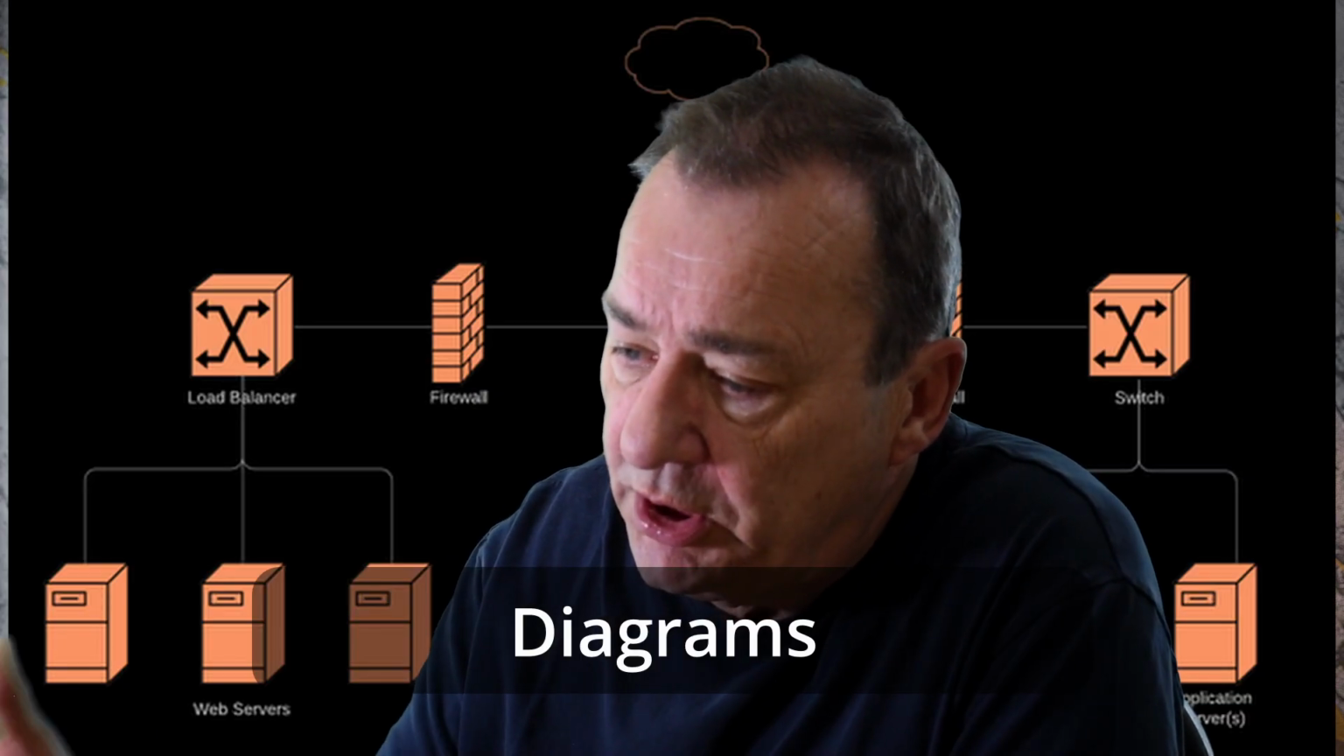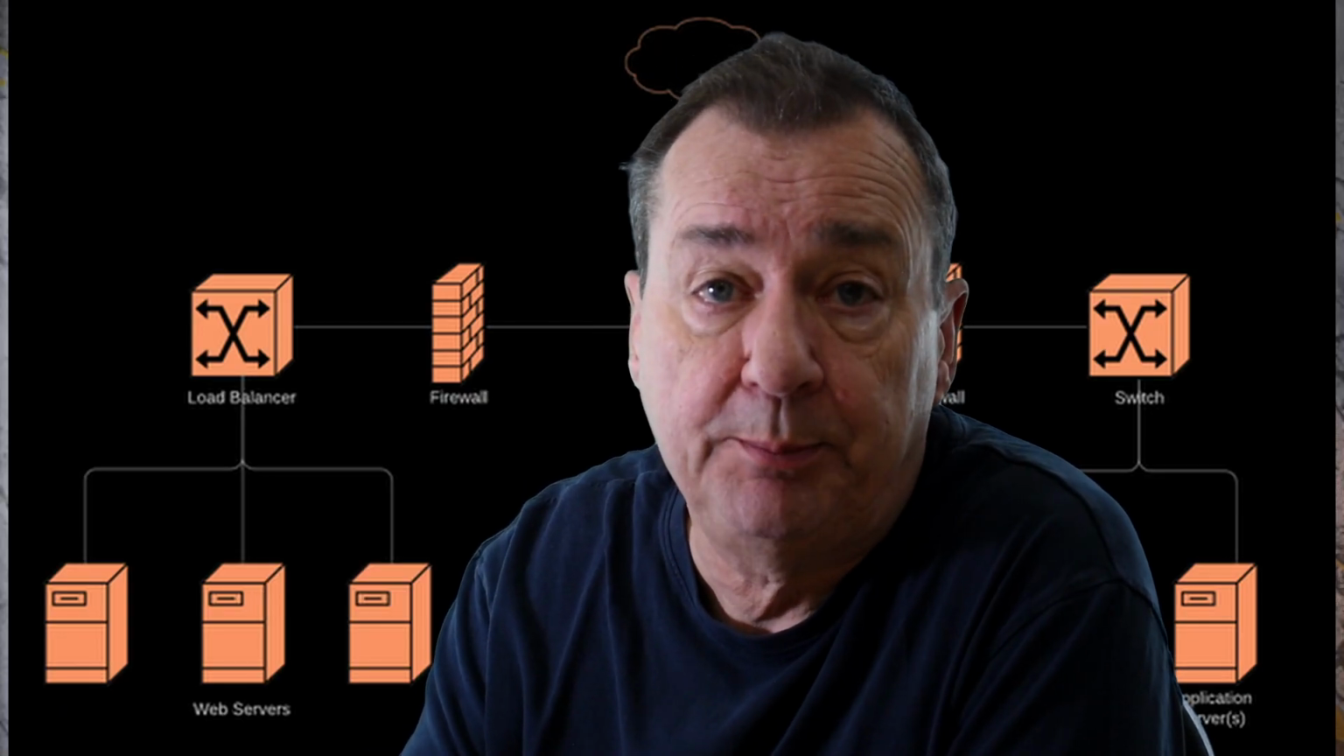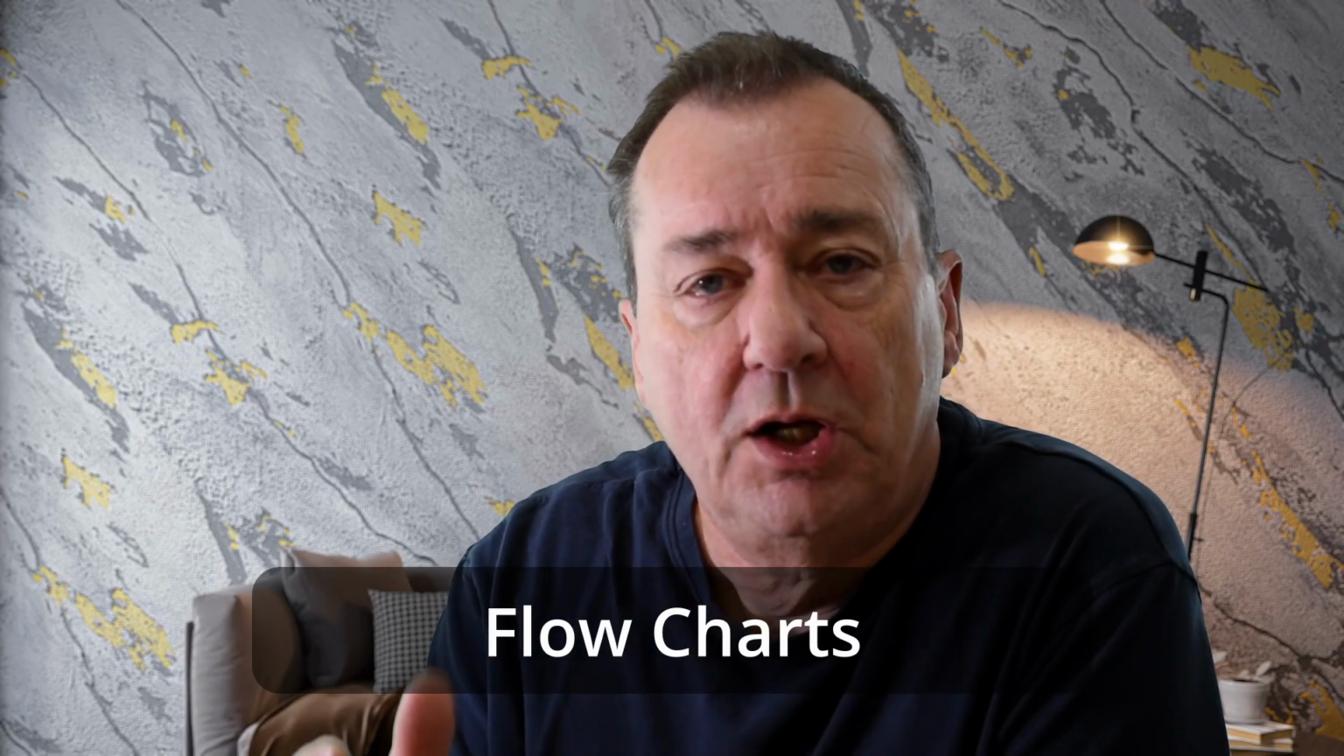So when do you use diagrams or flowcharts? Well, you use diagrams like network diagrams and architectural diagrams to show relationships between components. And use flowcharts to show a step-by-step process or a decision tree. They're excellent for showing sequences and dependencies.